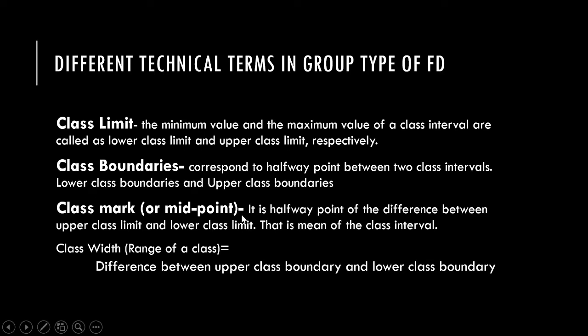Class mark is the halfway point of the difference between upper class limit and lower class limit. That is also called the mean of the class interval. There is a class width, which is also called the range of the class. It is the difference between upper class boundary and lower class boundary.